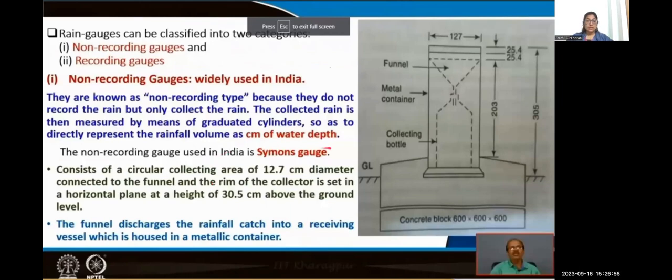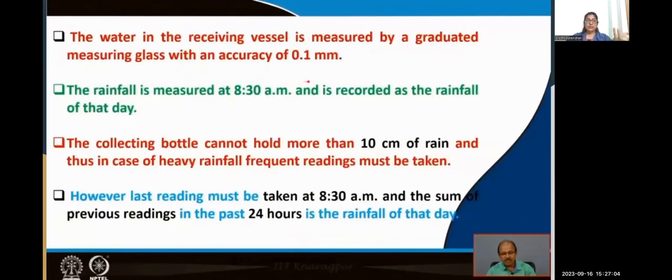And Simon's gauge, as I said earlier, has a collecting bottle that collects the water. The water collected from one particular time to another is measured using a measuring jar. The time used for measuring the rainfall is 8:30 a.m. in the morning till 8:30 a.m. the next day, so 24 hours of reading is taken using this collecting bottle. Again, the collecting bottle cannot hold more than 10 centimeters of rain.